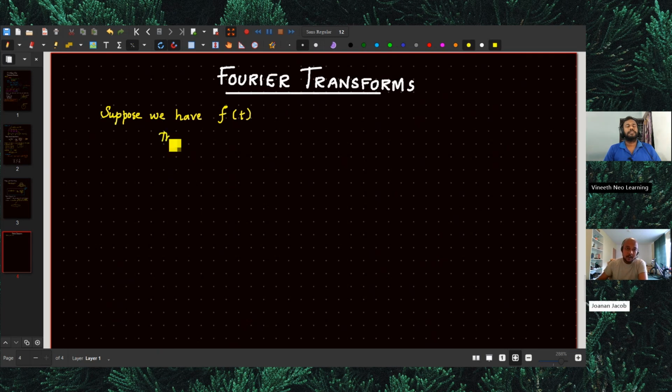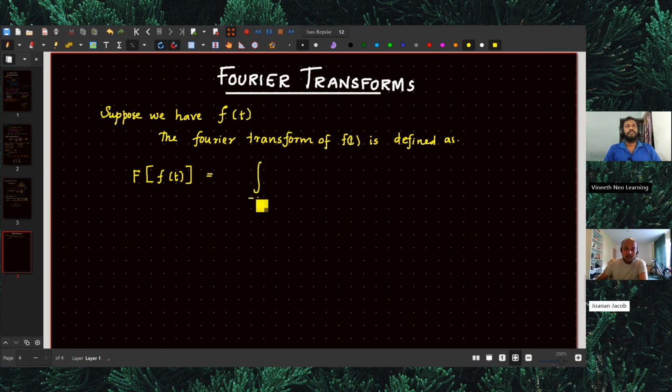the Fourier transform of f of t is defined as, we will write it in notation, F within square bracket f of t, is equal to the integral from negative infinity to infinity of f of t e raised to i omega t dt.